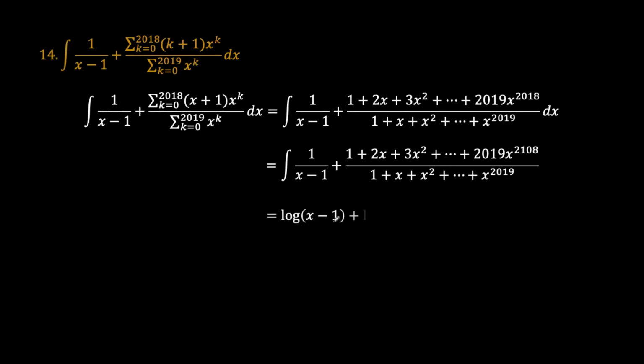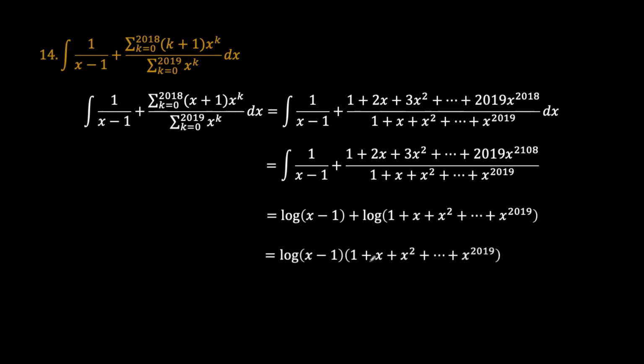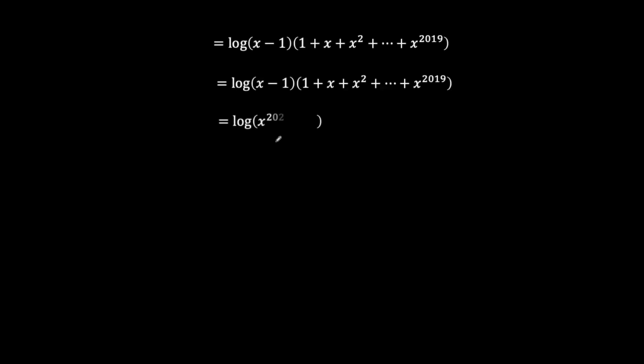So we have essentially the natural logarithm of x minus 1 plus the natural logarithm of 1 plus x plus x squared all the way to x to the power 2019. Now, using rules of logarithm, this is the same as the product of x minus 1 times the summation of x to the power k from k equals 0 to 2019. And if you multiply that, it's the same as x times everything here minus 1 times everything here. So we are left with essentially just x to the power 2020 minus 1.